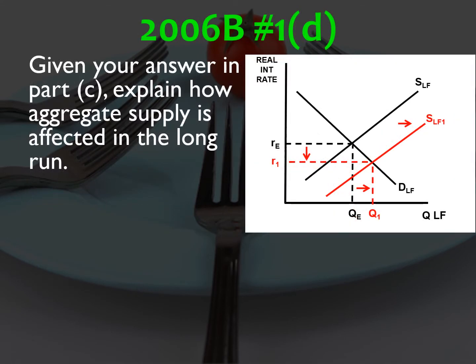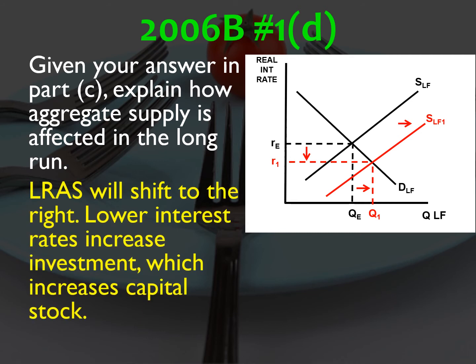D, given your answer in Part C, explain how aggregate supply is affected in the long run. Since the interest rate has gone down, lower interest rates are going to increase investment, which increases capital stock, which leads to long-run economic growth, thereby shifting LRAS to the right or increasing it.